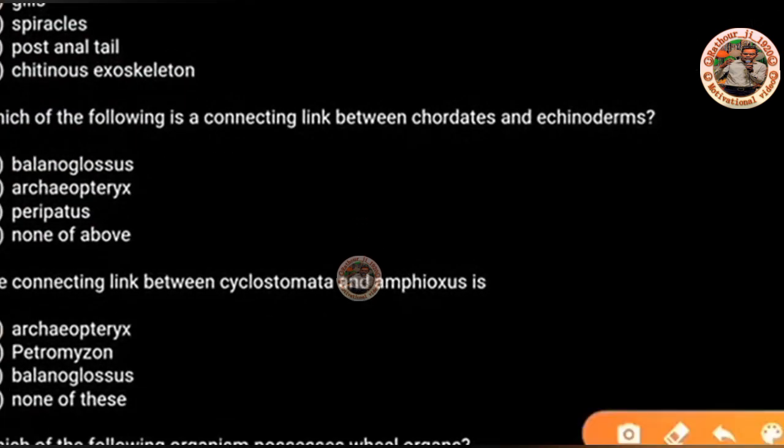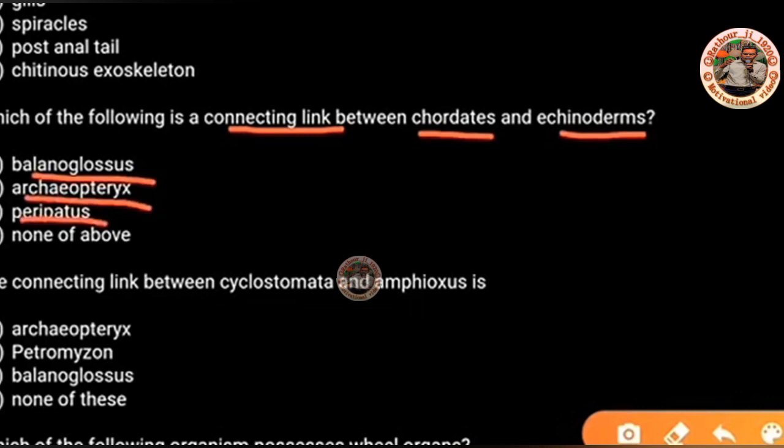Question 20. Which of the following is a connecting link between chordate and echinoderm? Option A, Balanoglossus. Option B, Archaeopteryx. Option C, Peripatus. Option D, none of the above. So the right answer is option A. Balanoglossus is a connecting link between chordate and echinoderm. Also remember that a connecting link is an organism which has characteristics from two different groups.